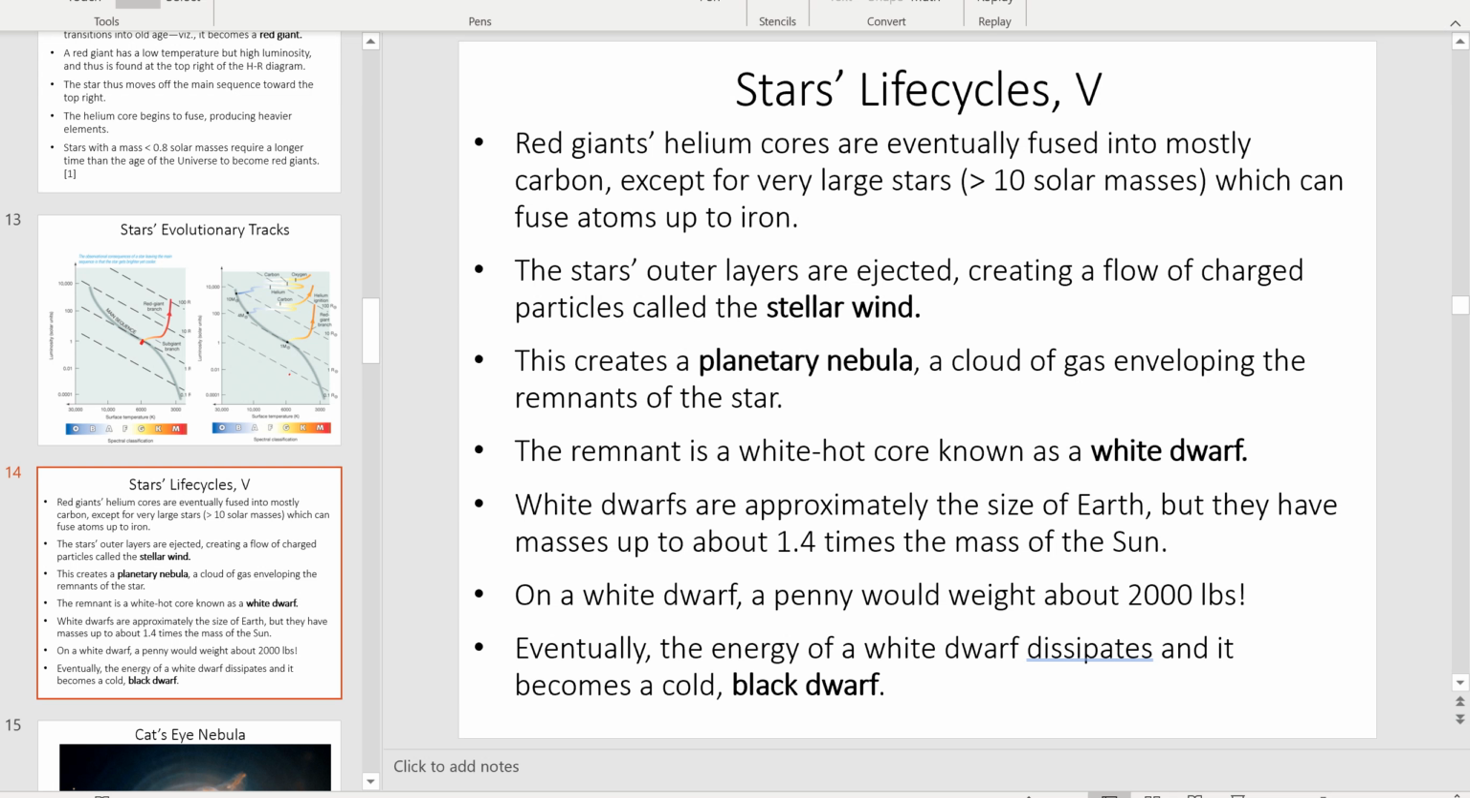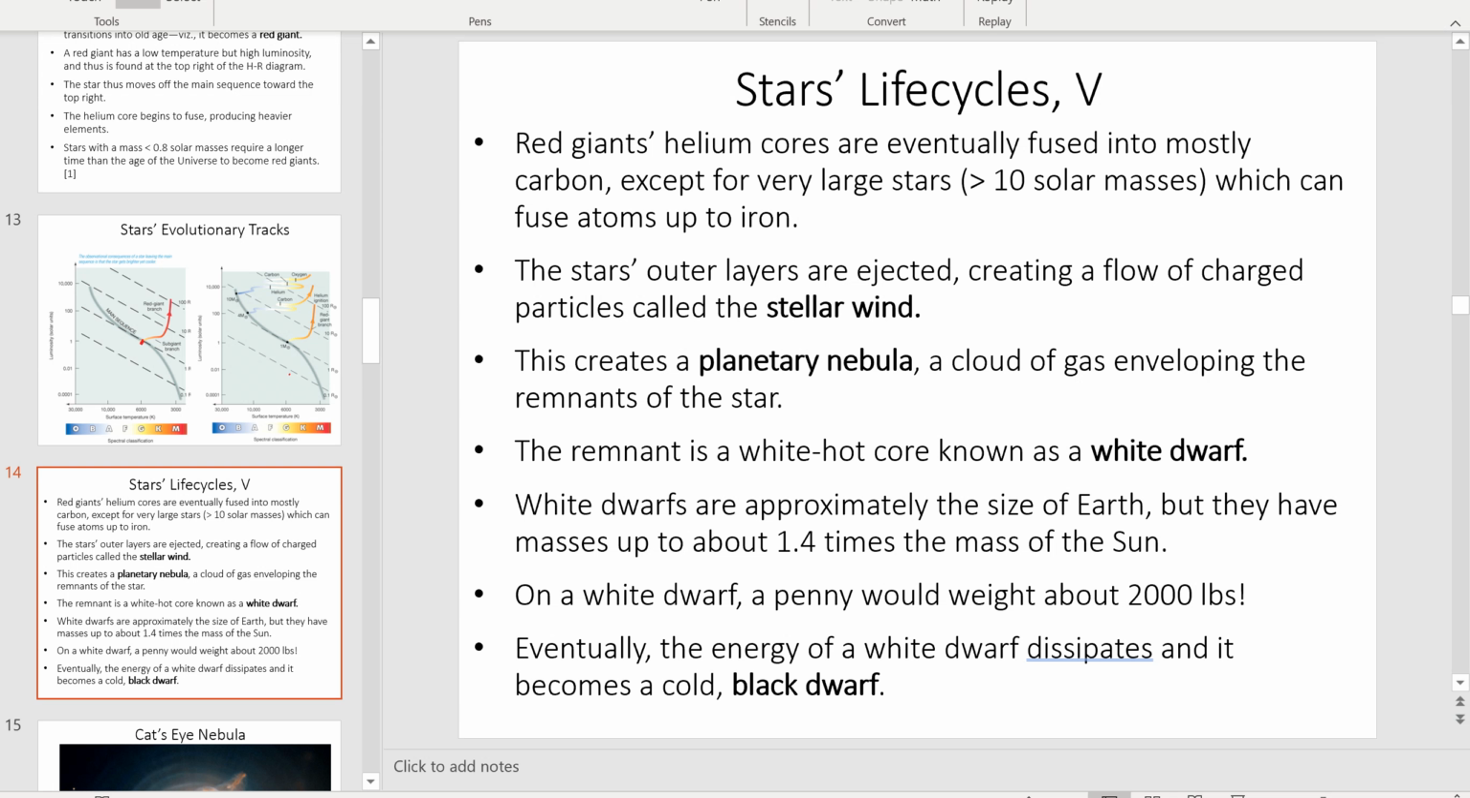Whereas if the star begins with greater than about 10 solar masses, it can go all the way up to iron. It turns out that fusing iron into heavier elements is exceptionally difficult and cannot occur under normal circumstances. It can only occur under exceptional circumstances, namely supernovae. But we'll get to that in a little bit.